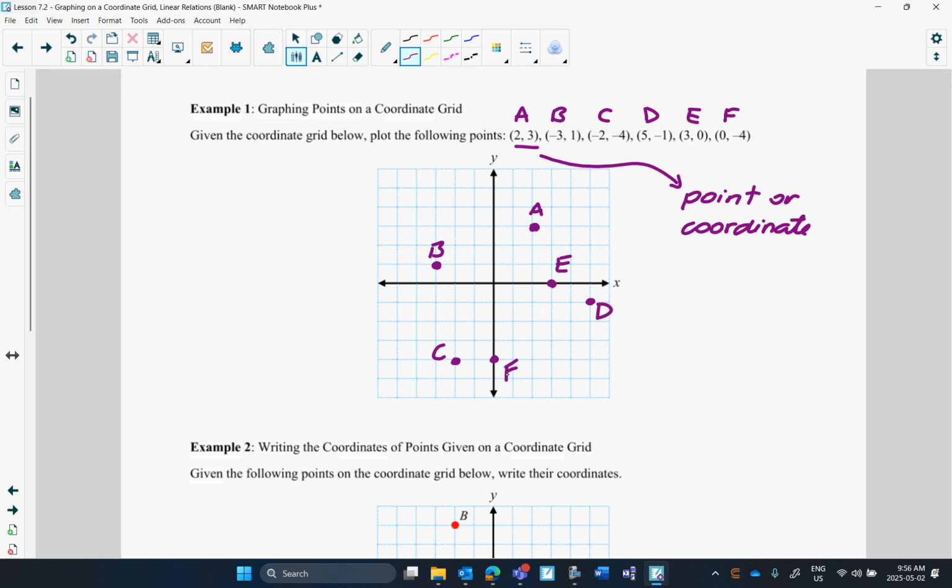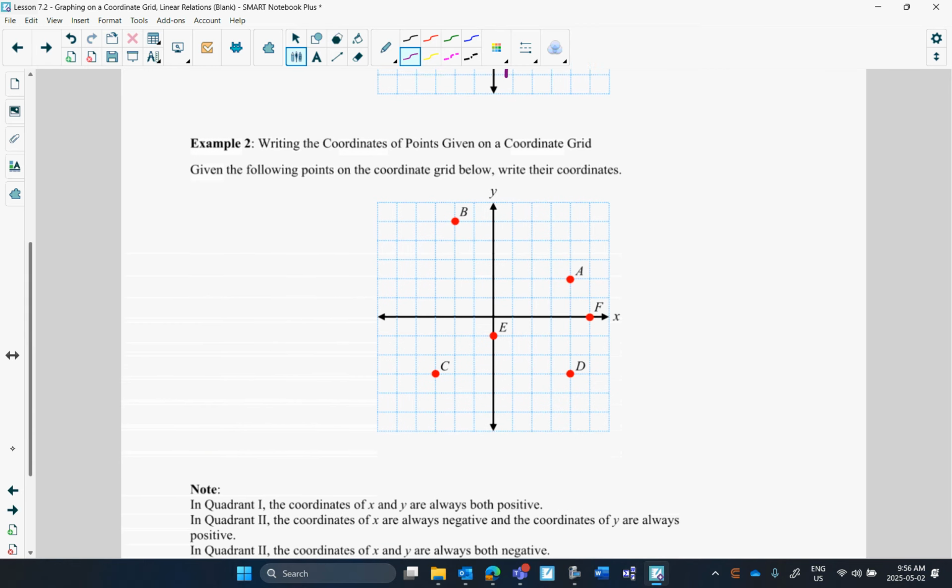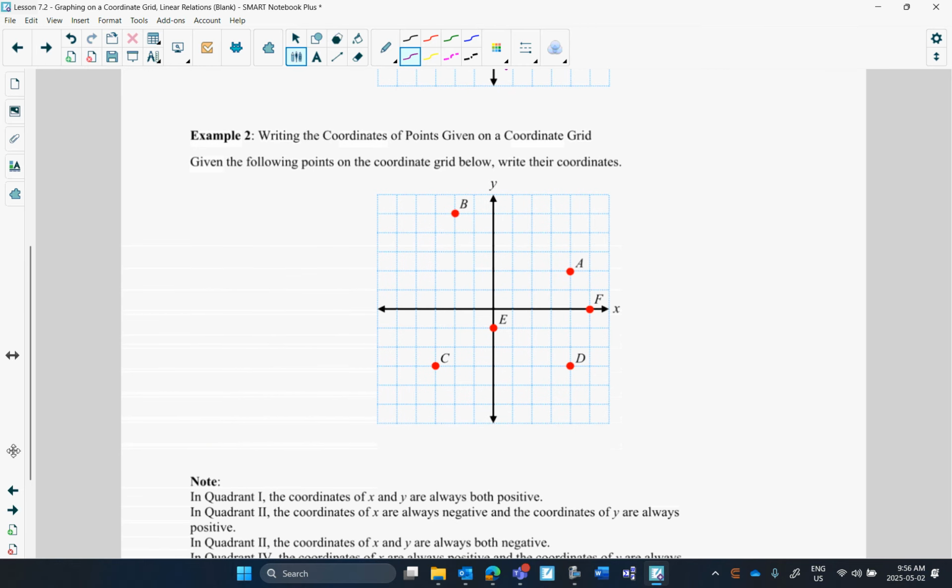The other thing we could be asked to do, like in example 2, is we're given the points. We have to write their coordinates. So how do we do this? Well, let's look at point A. I have to move 4 to the right and then 2 up. So for point A, I have to move 4 to the right, so it's positive 4. I have to move 2 up, so it's positive 2. See if you can do the rest.